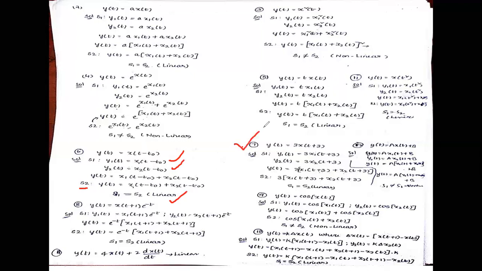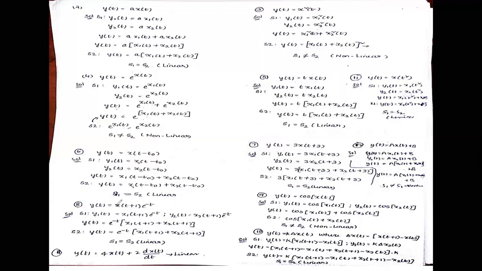Coming to the seventh one here, 3 into x of t plus 3. Well, here it is also the same. y1 is equal to the coefficient of x, 3 into x1 of t plus 3, and 3 into x2 of t plus 3. Adding the two functions, taking 3 common. S2 is 3 into the addition of the two functions, x1 of t plus 3, x2 of t plus 3. So s1 is equal to s2. It is a linear function. Seventh one. Coming to the eighth here.